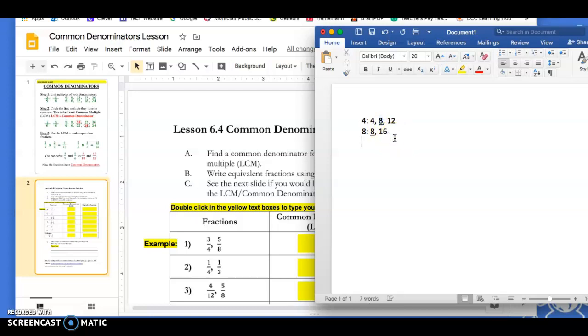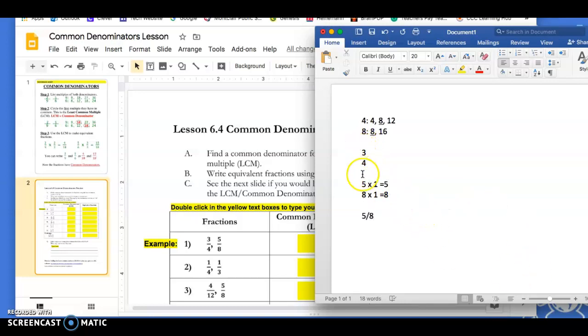All right, now I'm looking at my fractions. I have 3/4, right? And I have 5/8. Well, my 5/8 is already cut into eighths, right? I can't multiply 5/8 by anything else. I can multiply the top and the bottom by 1. All right, 1 times 5 equals 5. And 8 times 1 equals 8. So my fraction 5/8 is going to stay the same.